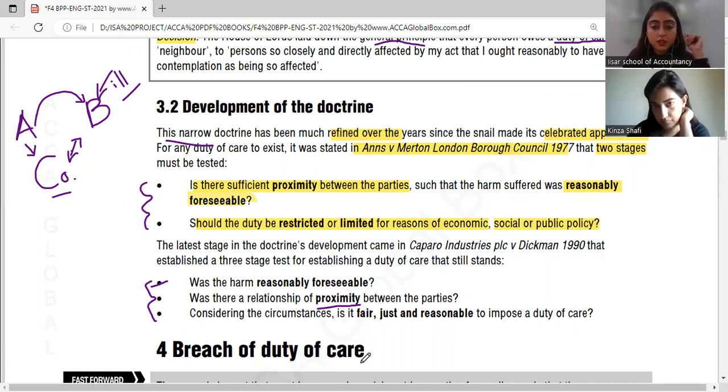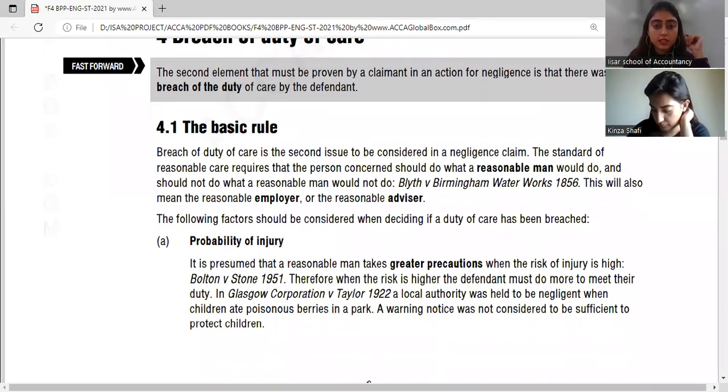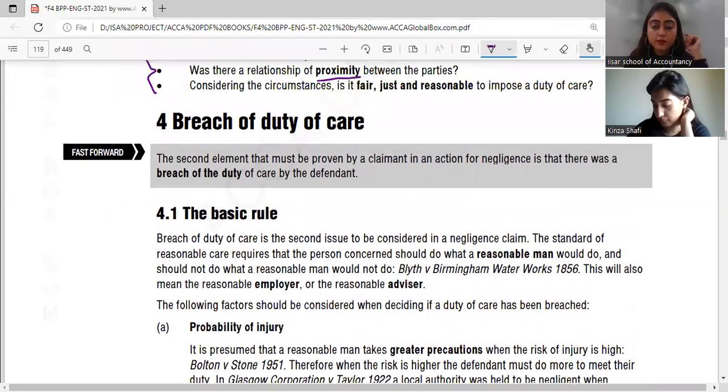Ali, clear? Ali, is this clear? Yes, ma'am, clear. I'm just opening the laptop because my cell phone battery is down.